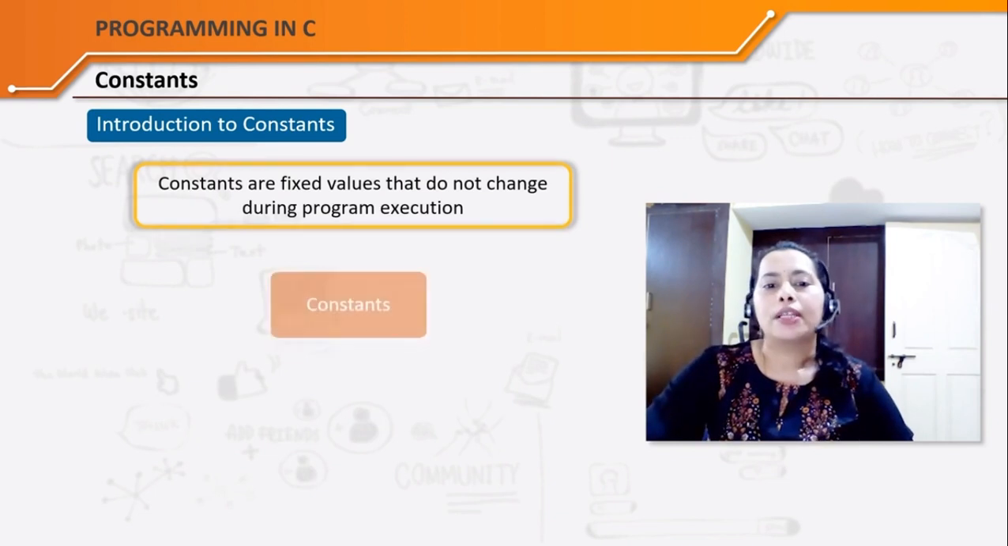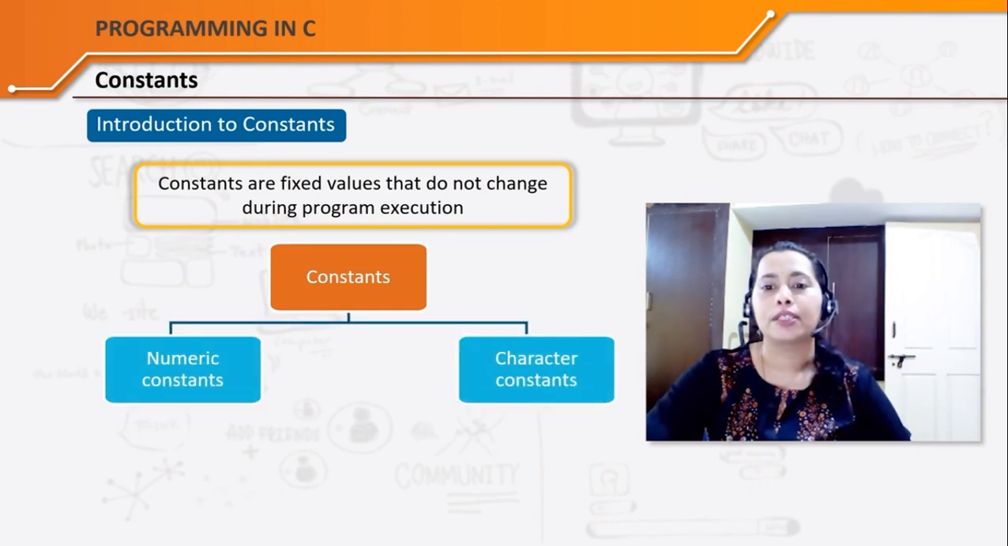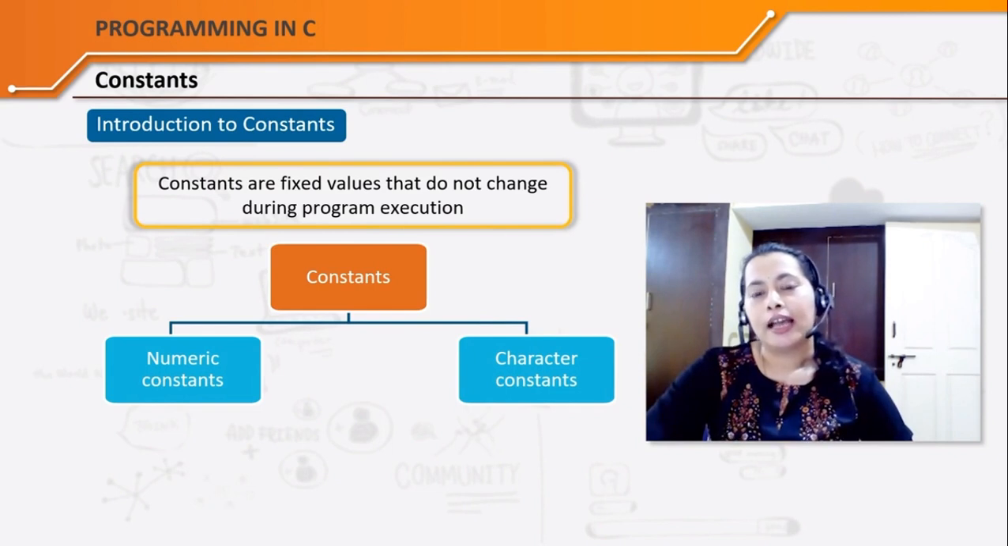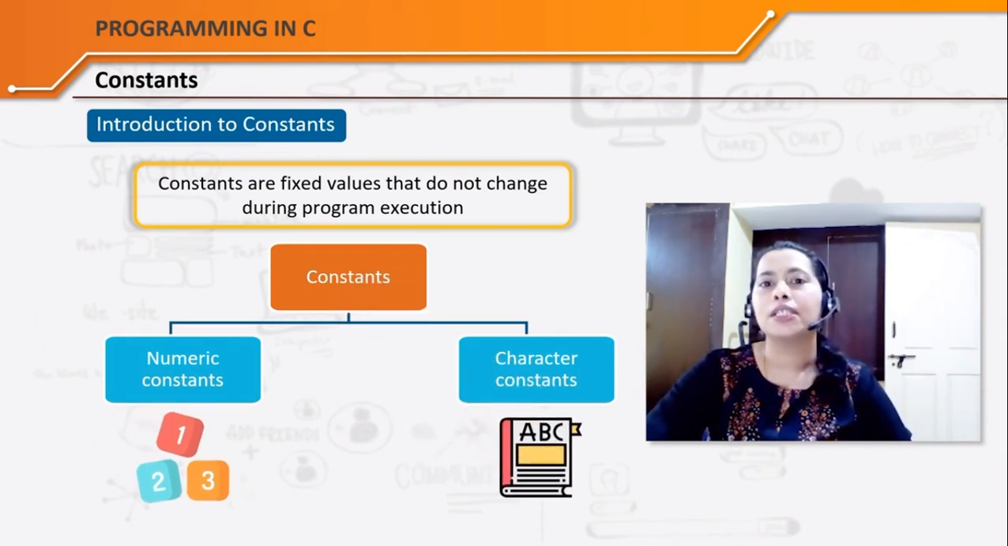Now, constants can basically be divided into two broad categories. One is numeric constants and the other is character constants. The classification is based on the kind of data that we use. What kind of data do we use? We either use numbers or we use alphabets. So based on this, the constants are divided into numeric constants and character constants.